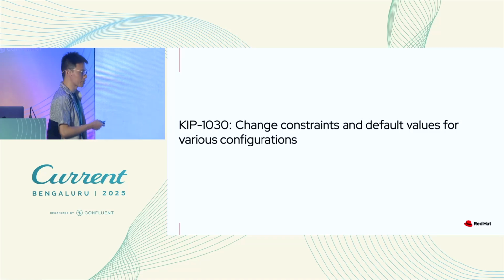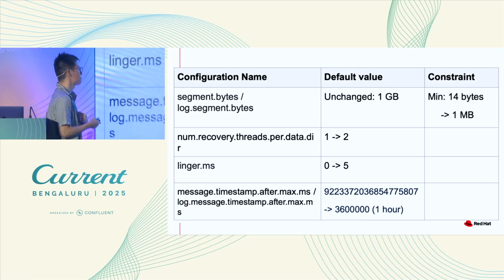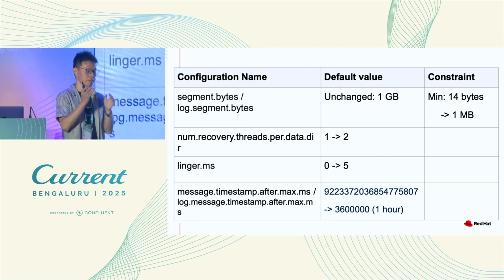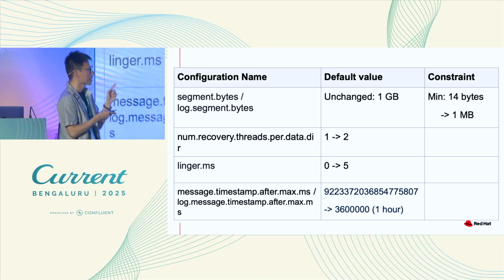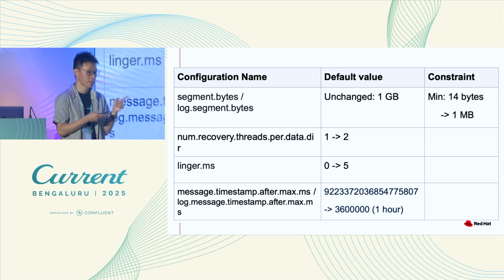So let's take a look at what it means to users. Here are the changes we have. Let's take a look one by one. First of all, log.segment.bytes. It controls the maximum size of the log segment. By default, it's 1 GB, and that's not changed. What we changed is the minimum value. Before the change, the minimum value you could set was 14 bytes.